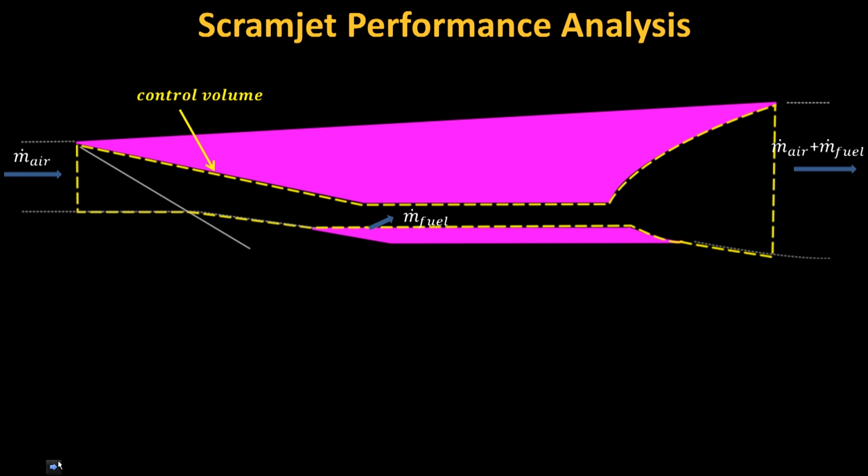So here I've brought up a picture of a typical control volume for a scramjet. So the front part of the control volume is normal to the airflow coming in.